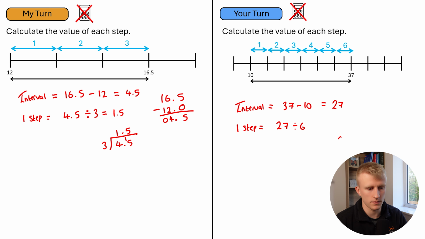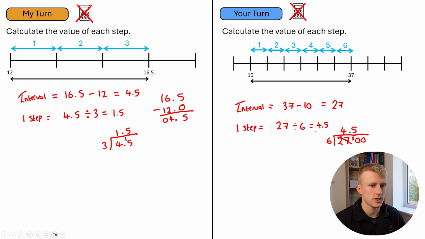Okay, so let's set up our short division for this. We need to do 27 divided by 6. I know it's going to be a decimal because 6 doesn't go into 27 a whole number of times. So I'll put down some zeros for later. So 6 goes into 27 4 times to give me 24 with 3 left over. 6 goes into 30 5 times. So 27 divided by 6 is equal to 4.5.